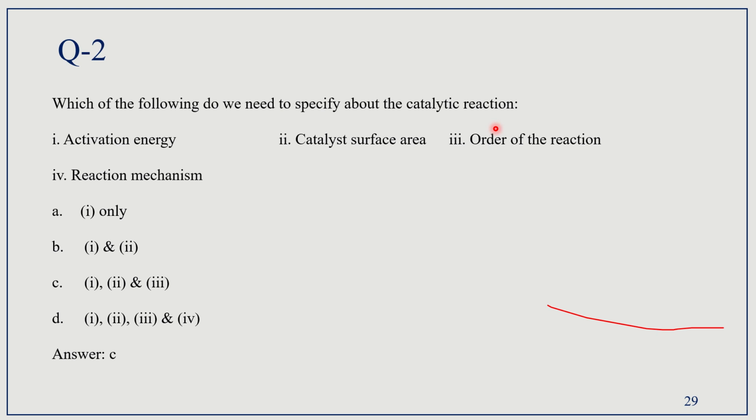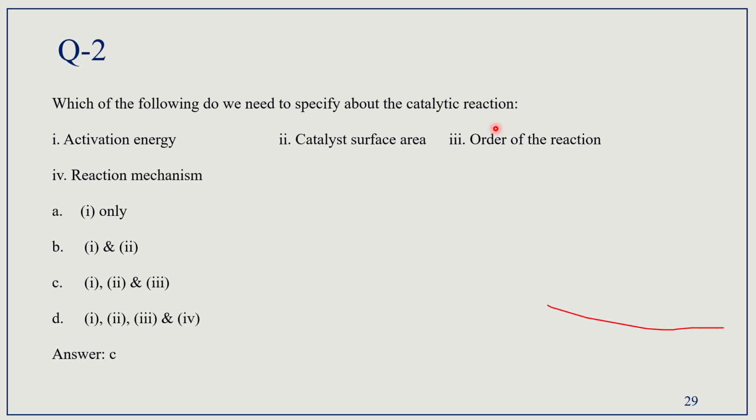So reaction kinetics includes the terms about activation energy, order of the reaction and everything. And also we need to know the catalyst surface area, so that we can get an idea about how much surface area it has for the reaction. So these things need to be known. Reaction mechanism can follow different paths for converting from the reactants to the products, so it need not be known.